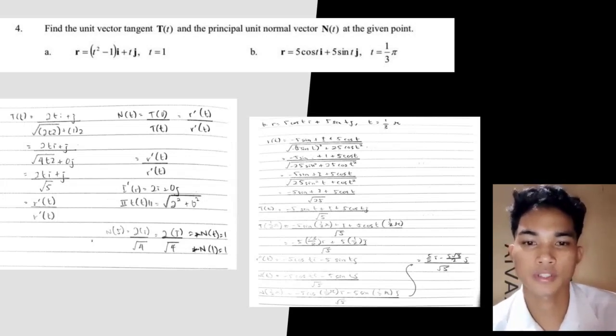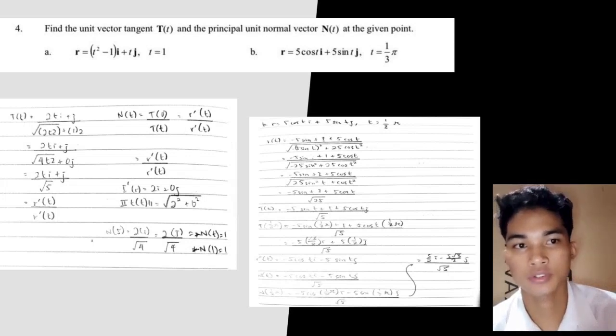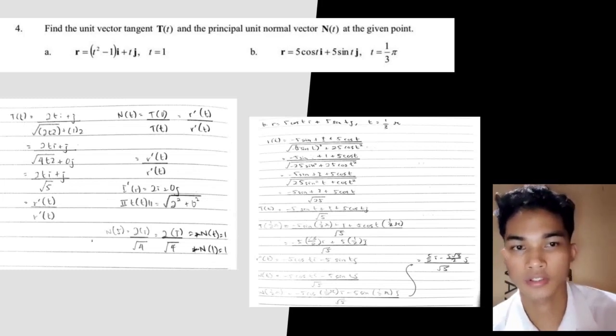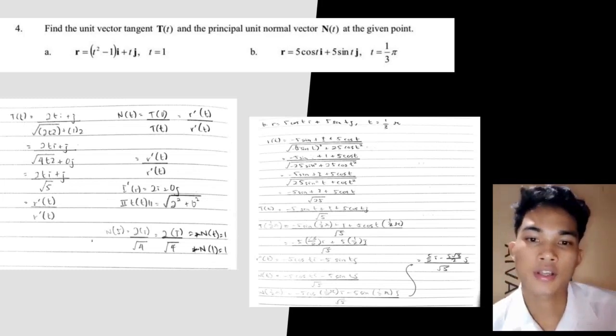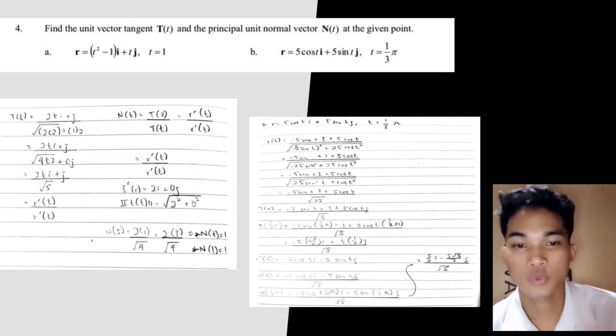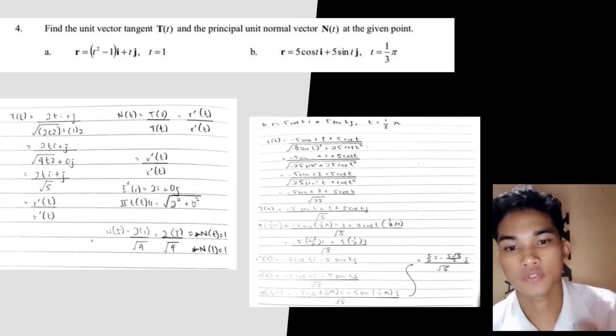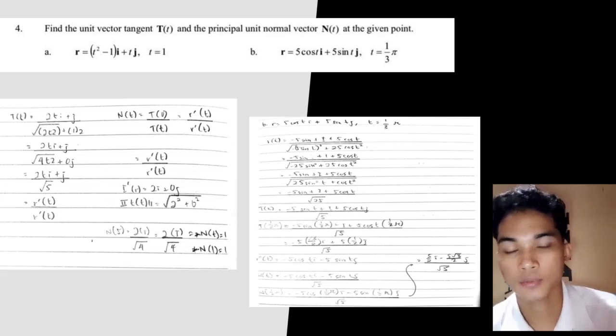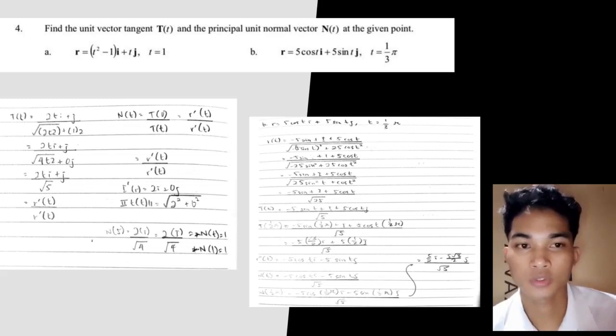So we move to the next question, and this question is to find the unit vector tangent T and the principal unit normal vector N at the given point. This question gives two equations we have to find. First, equation A, which is r equals (t² − 1)i + tj, and given t equal to 1.